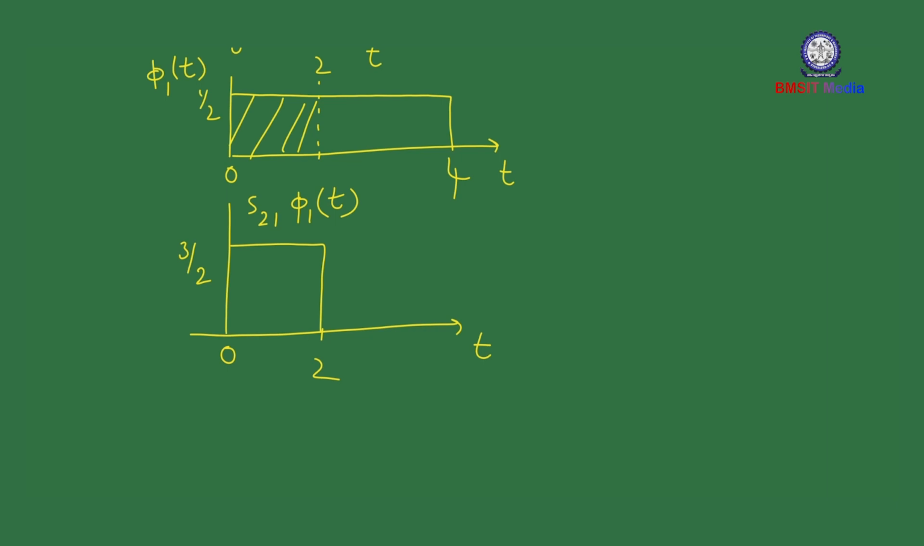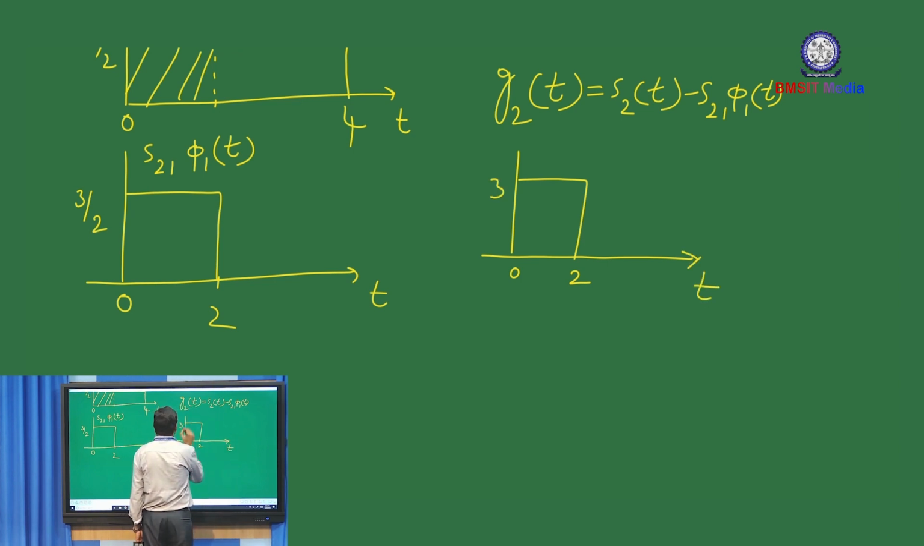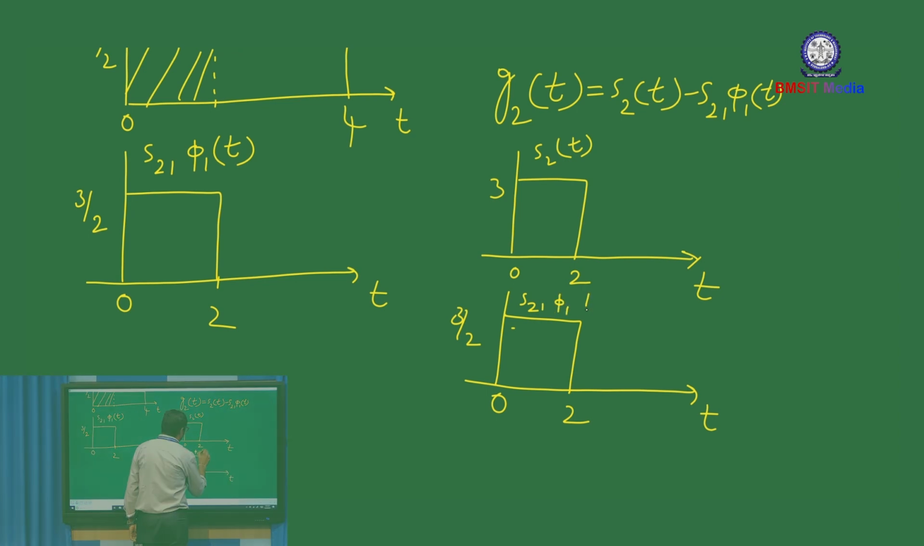Then to find G2 of t, as I said, G2 of t will be S2 of t minus S21 phi 1 of t. Even if I do that graphically, S2 of t exists over 0 to 2, with a magnitude of 3. This is S2 of t. Then S21 phi 1 of t is this. This also exists over the interval 0 to 2, with a magnitude of 3 by 2. So this is S21 phi 1 of t.